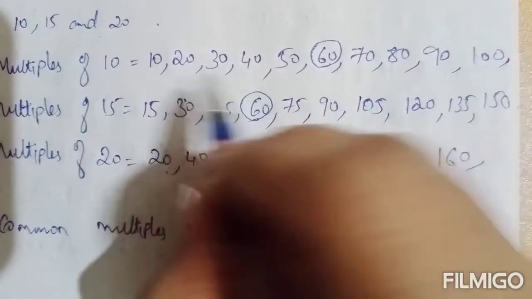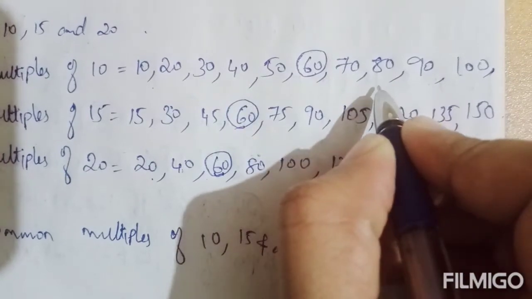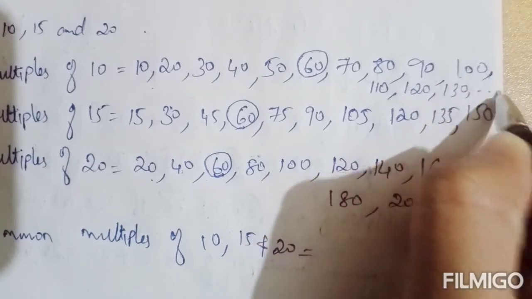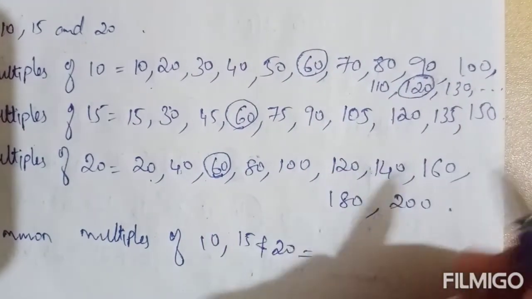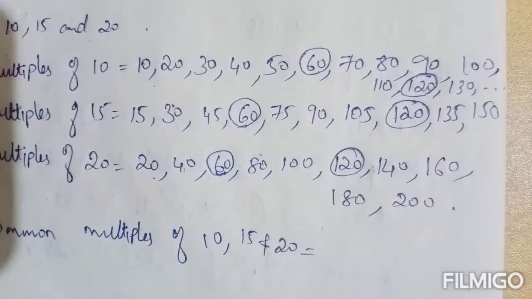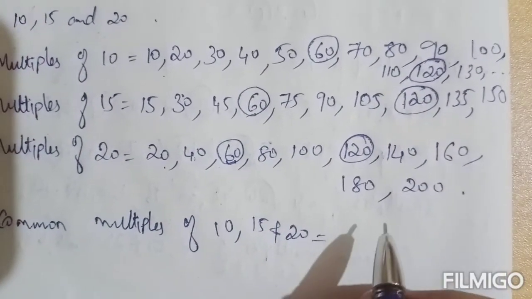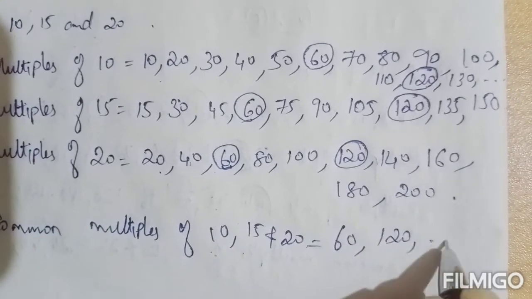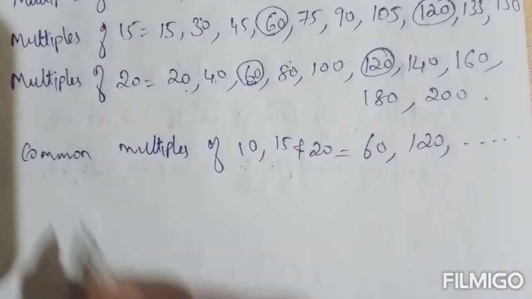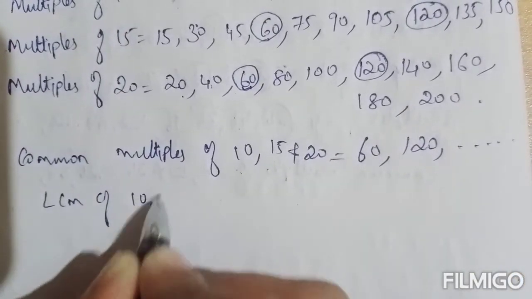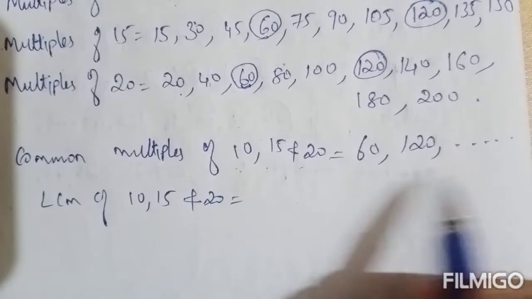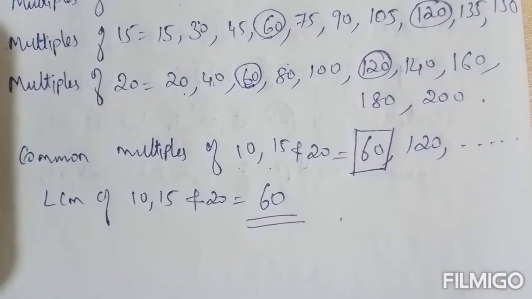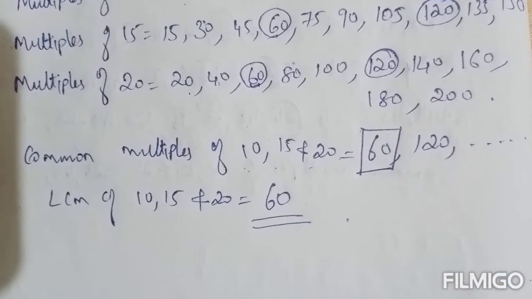If you write more multiples of 10, after 100, 110 will come, then 120, 130, etc. So next number it will be 120. Common multiple, it will be 120. Okay, so here common multiples of 10, 15 and 20, it is 60, 120, etc. Now we can find the LCM of 10, 15 and 20. So among these common multiples, which one is the lowest? It is 60. Okay, so 60 will be the LCM of 10, 15 and 20.